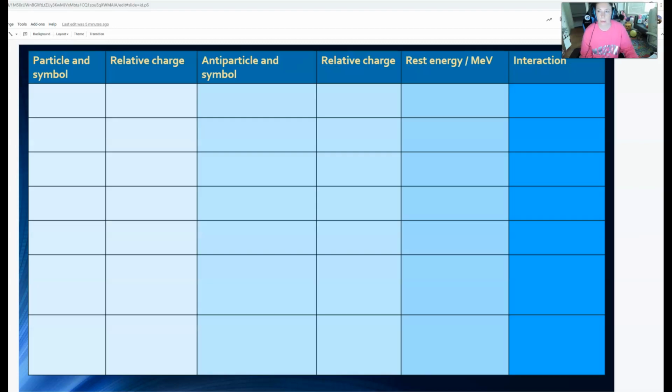So this is the table. You need the particle and its symbol, its charge, what its antiparticle is and its antiparticle symbol, what that charge is, relative to a proton, what its rest energy is, and how it interacts. Just press pause, draw this out, and then you can press play again.